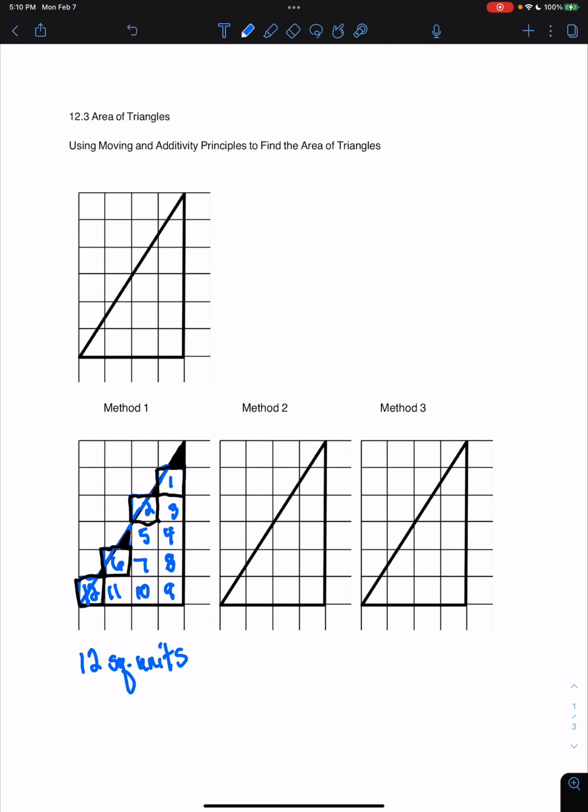So now I'm going to try a different method, but I'm still doing the moving and additivity. So I'm taking parts of the triangle and trying to match it up so that it looks like a square or a rectangle. So this time I'm going to take a big chunk. I'm going to take this big triangle here, spin it around and redraw it upside down over here. So that this original part of the triangle gets moved and added back on to our triangle.